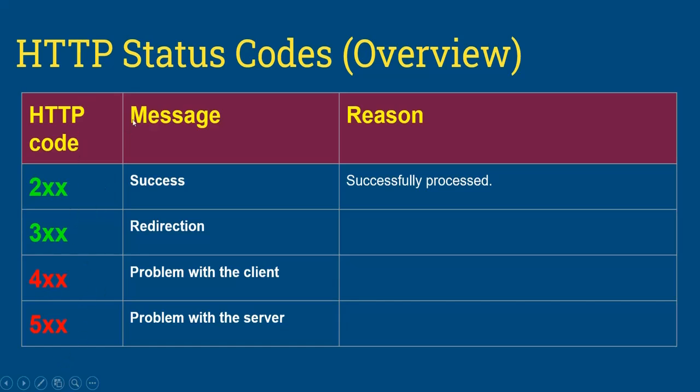Okay, just to give you an overview: any status code starting with 200s means success. Starting with 300s, it is a redirection. If you get anything starting with 400, it is nothing but a problem with the client while sending the data. 500 related errors mean a problem with the server while responding back to the client. So these things you need to remember.